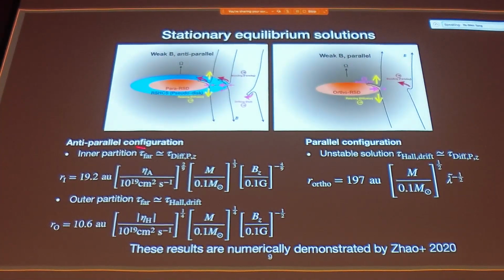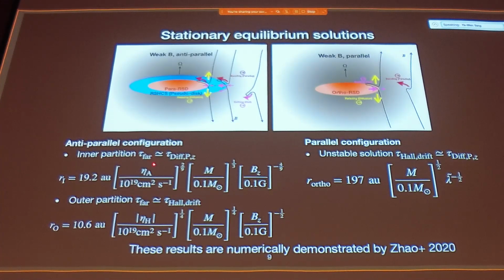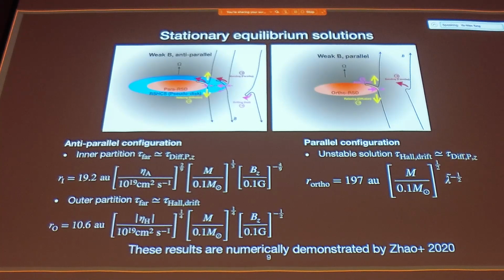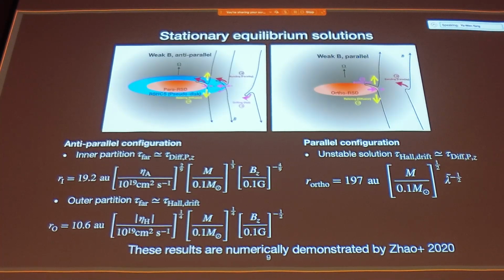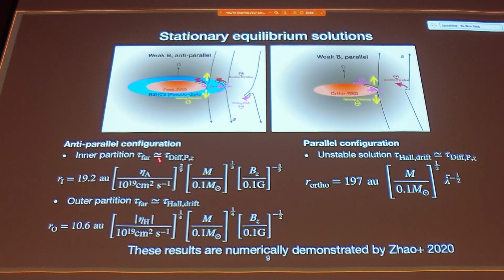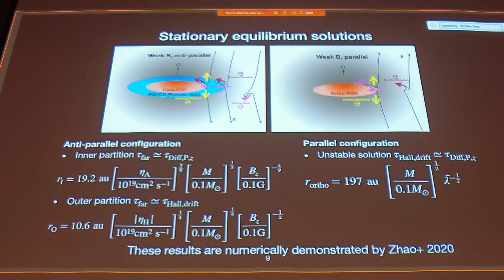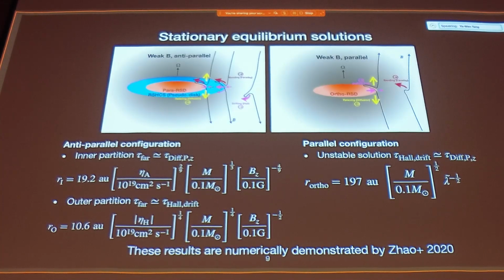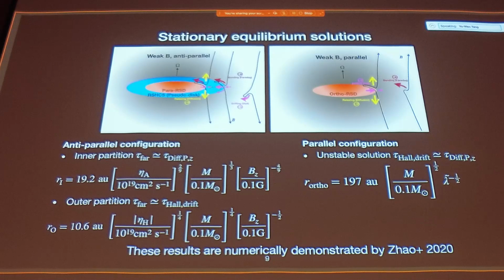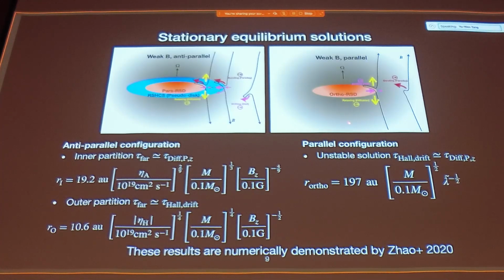This is the rotationally supported disk that we usually see. You find the balance between the Faraday induction, where the vertical field is transformed into horizontal azimuthal field, and the diffusion by magnetic pressure gradient. So basically, we diffuse the field lines upwards and downwards to decrease the strength of the azimuthal field. This gives you a balance of roughly 20 AU, and it depends on the mass to the power of 1/3 and also on the field strength that you have. If we have the Hall effect, then we will have an outer partition, and we also have a description for this, which is in the parallel configuration.